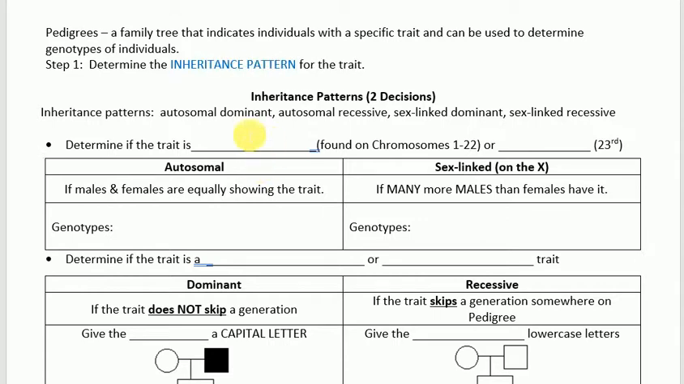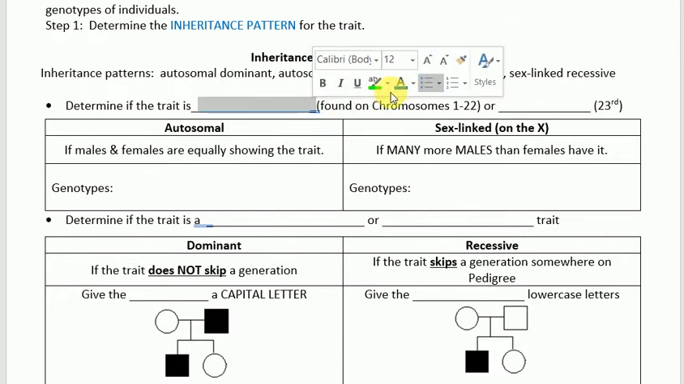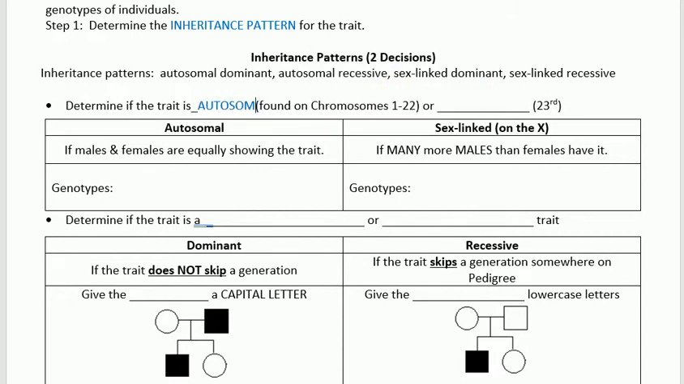So inheritance patterns, there's 2 decisions to make. Basically, you're going to determine, is it autosomal, which means that it's found on chromosomes 1 through 22, or is it going to be sex-linked, which means it's on chromosome 23. So autosomal, your clue is if males and females are equally showing the trait. So your genotypes, for instance, could be big A, big A, big A, little a, little a, little a.